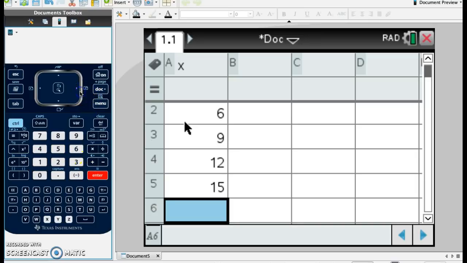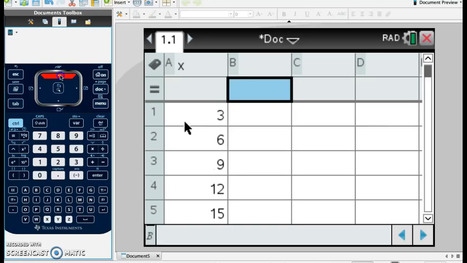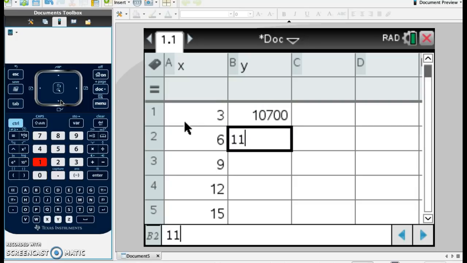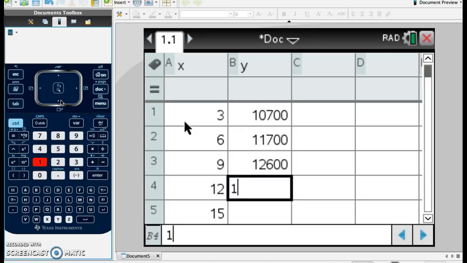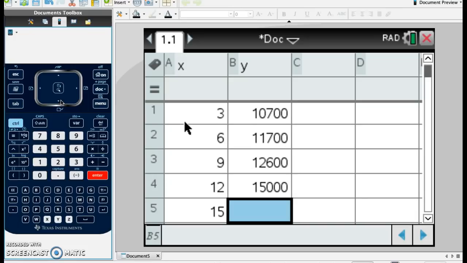And then to enter in the y values, just arrow over, go back up to the very top of the table, put y, and then arrow down, and then let's type in the numbers. So 10,700, 11,700, 12,600, 15,000, and 16,700. So those are my x and my y values, and they have to be entered into the table for us to be able to find r.